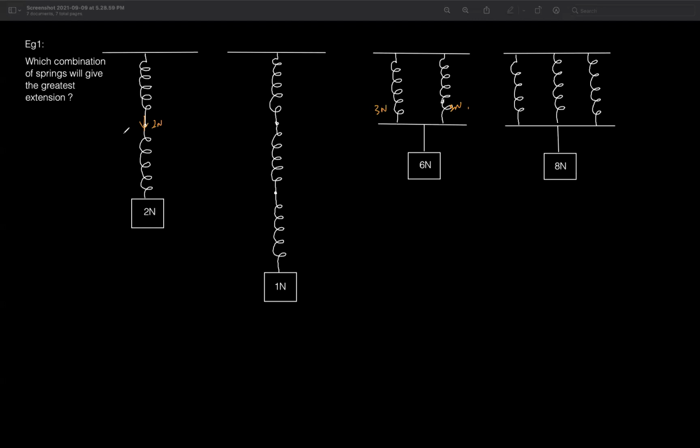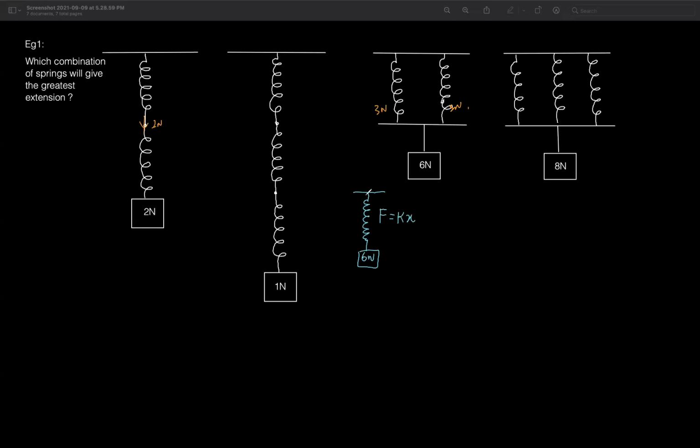Now let's find out which one is the greatest extension. How do we solve this? First, we will find out, imagine this is only one spring, 6 Newton. What would be the extension x? We can use F equals kx.